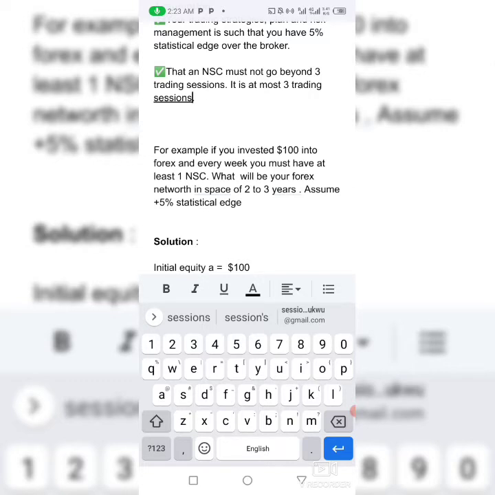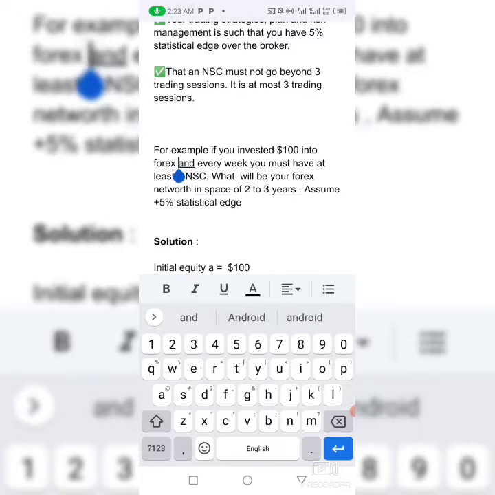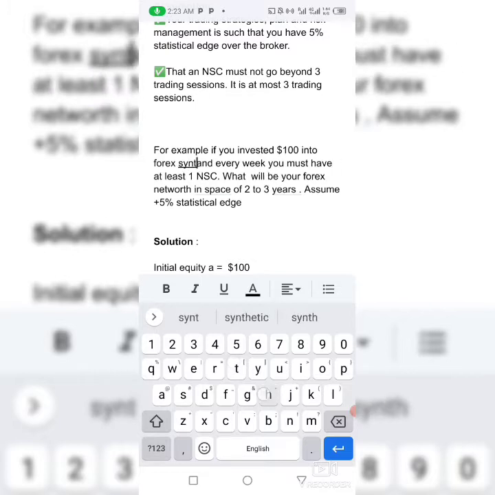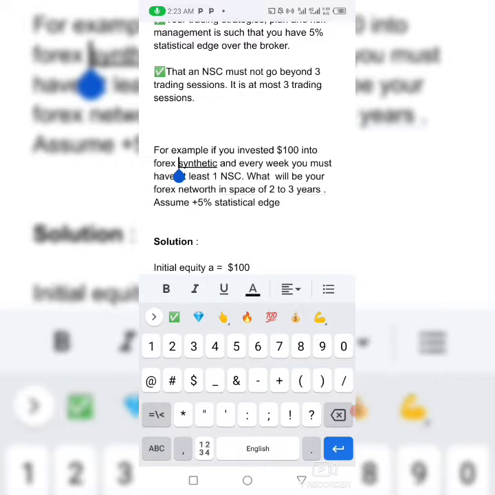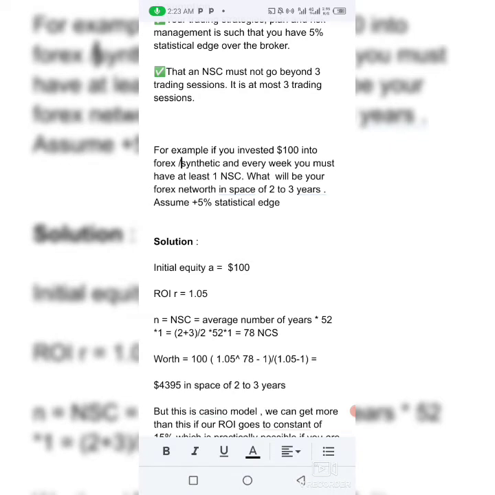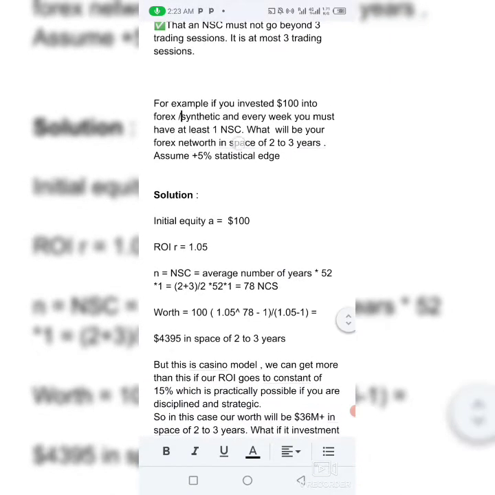For example, if you invested $100 into forex, let's put forex synthetic. It can be forex, it could be synthetic, it could be stock, it could be anything, but we focus more on forex synthetic. And every week you must have at least 1 NSC. What will be your forex net worth in the space of 2 to 3 years? Assume a plus 5% statistical edge.